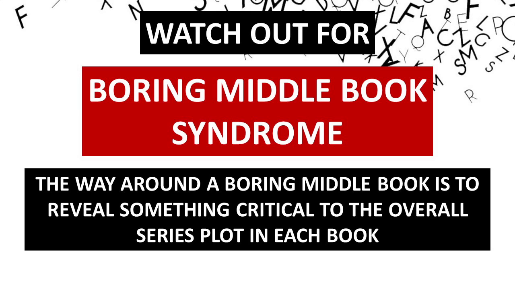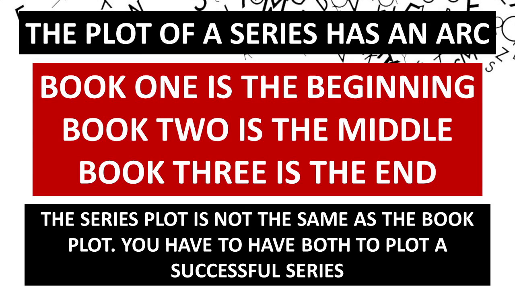And it doesn't mean you have to follow through with that. It just means you have a goal, and your goal can change whenever you want. But you will be a lot happier. Okay, so as I said, the plot of a series has an arc. Book 1 is the beginning, Book 2 is the middle, Book 3 is the end. And the series plot is not the same as the book plot. You have to have both to plot a successful series.